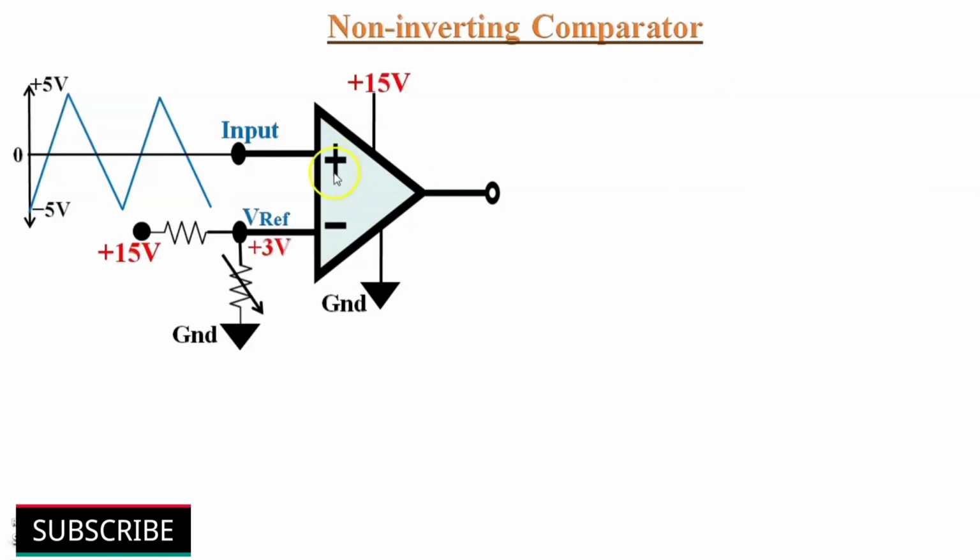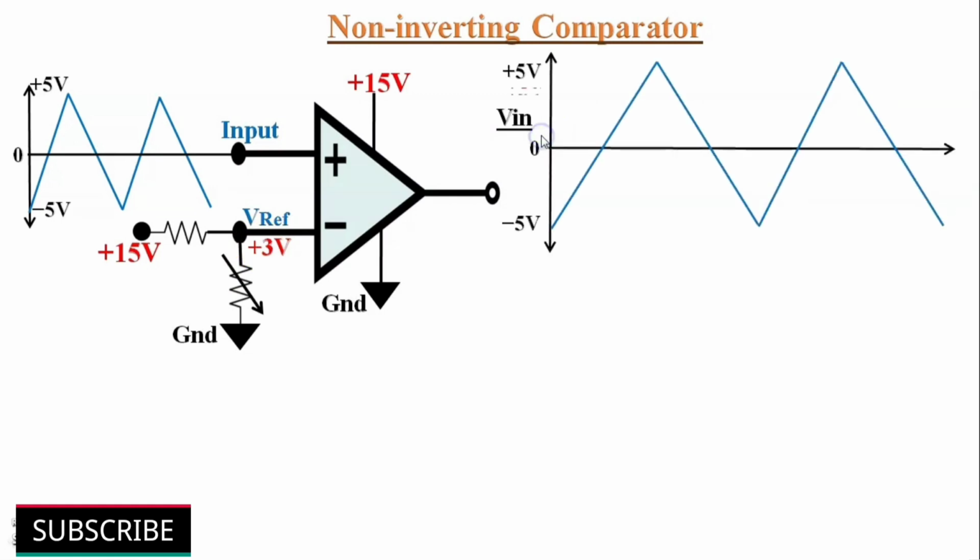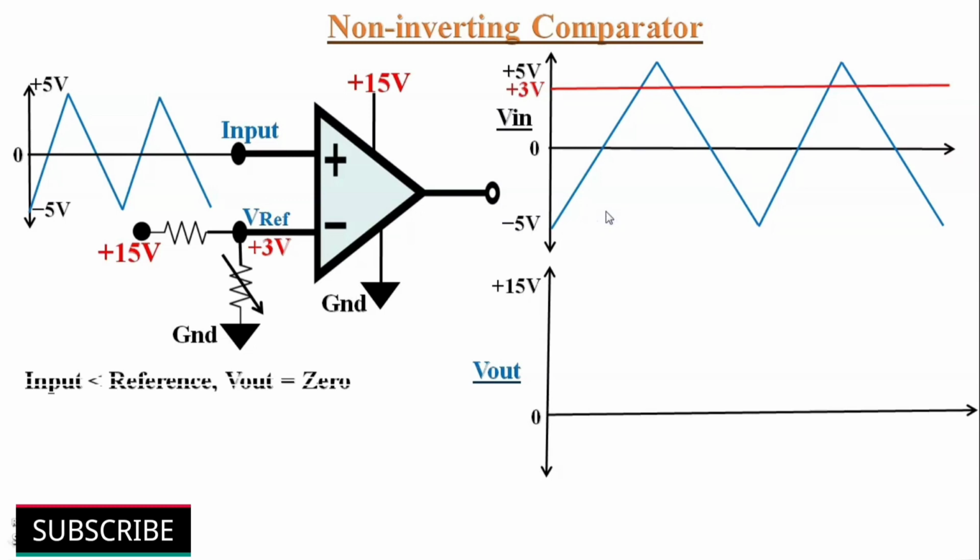Let us observe the output waveforms of a non-inverting comparator. Here also positive supply voltage is applied and negative supply is connected to ground. And here also we have applied a triangular wave input of plus or minus 5 volts at non-inverting terminal and a reference voltage of plus 3 volts at inverting terminal. So the differential input waveform appears like this. Let us observe the output waveform.